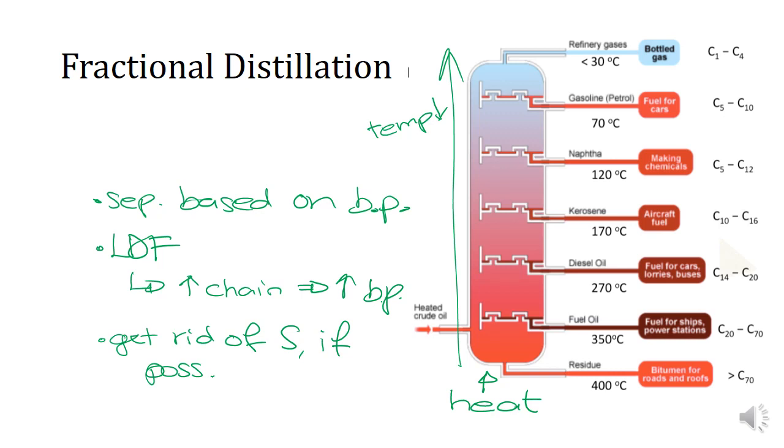Now, once I've separated out, say, the C5 to C10 fraction, I can then do another fractional distillation process with this fraction to try and narrow it down even more. So this separates them out into general fractions, but then I can separate this out further using a more delicate version of this fractional distillation setup. So let's continue on.